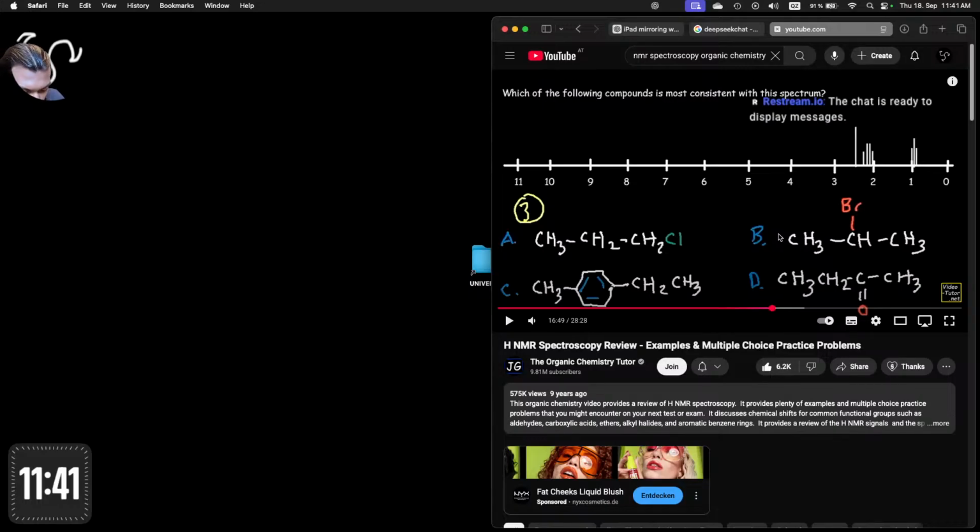If the adjacent carbon has 2 hydrogens and a halogen, chlorine, is involved, therefore it should go past 3 ppm. So now it's just C and D. We got a benzene ring, and we got 4 splits.